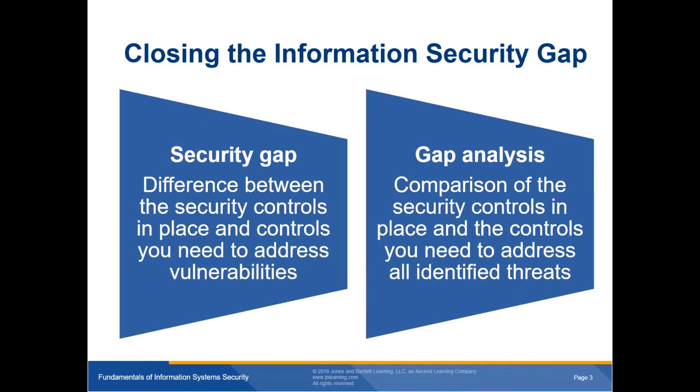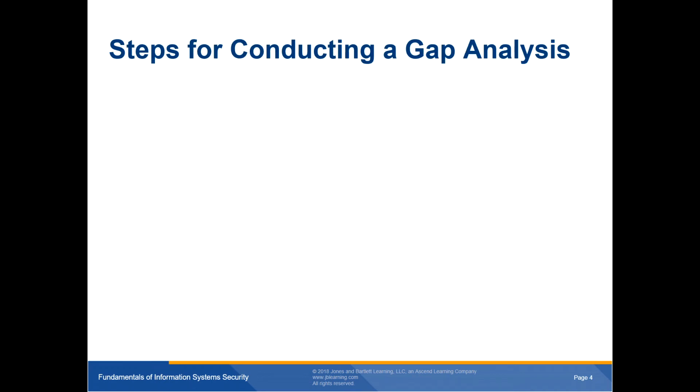So when we talk about closing the information security gap, a security gap is the difference between the security controls in place and the controls you need to address vulnerabilities. Gap analysis is a comparison of the security controls in place and the controls you need to address all the identified threats. So here are the steps for conducting a gap analysis.